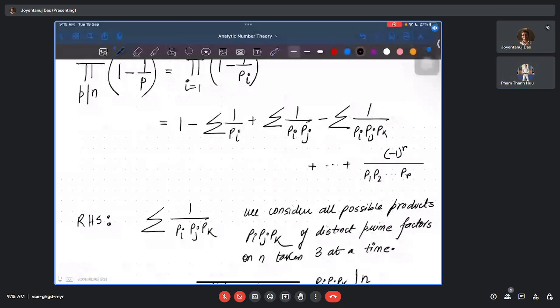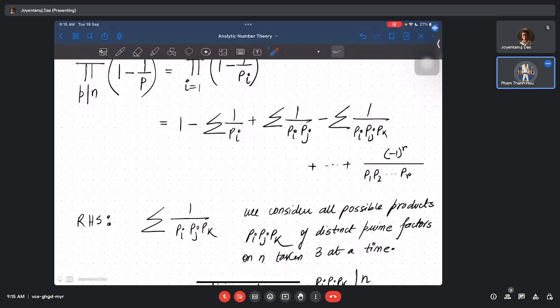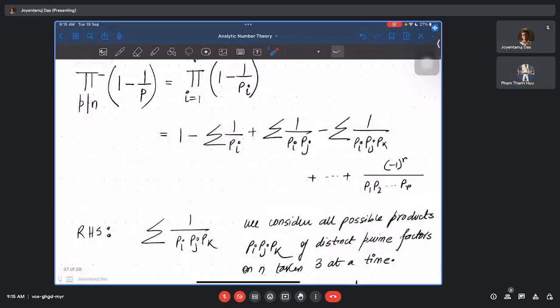Also you can see that there is no repeated term here. If p squared or any higher power of p is not here, we can also take it into consideration, since mu of that divisor will be 0.